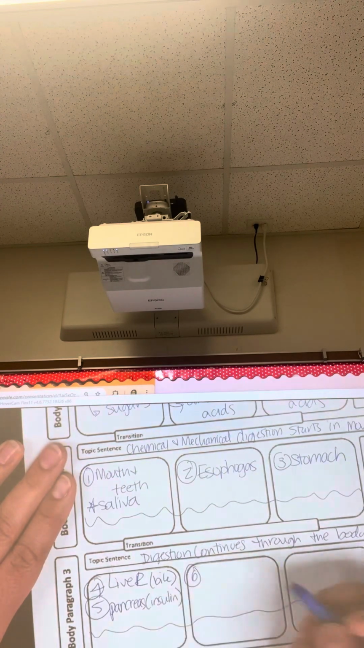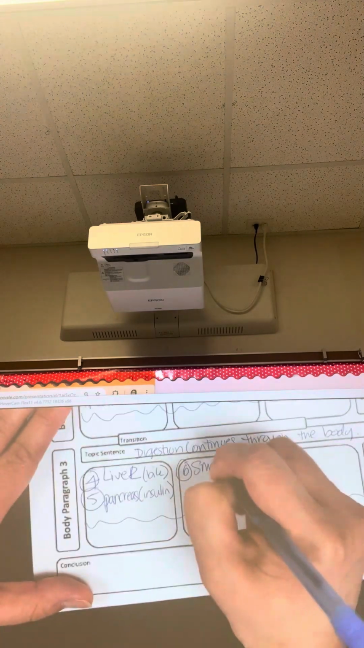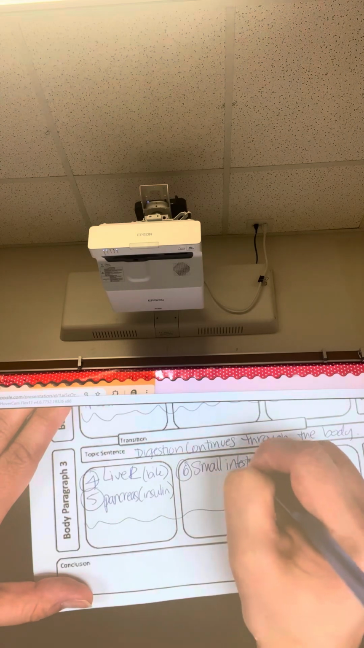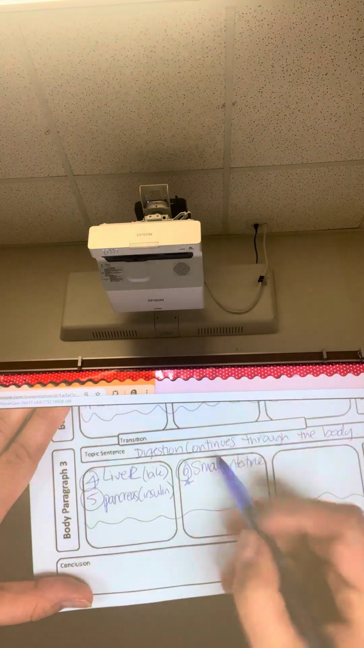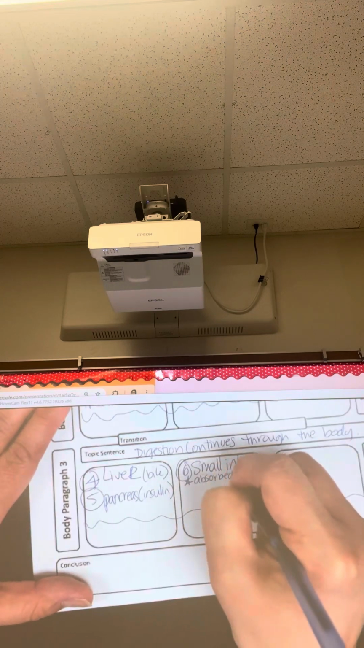Anybody knows where it goes next? Small intestine first. And I'm going to put a little star here. Small intestine. Okay? That's where it's absorbed into the bloodstream.